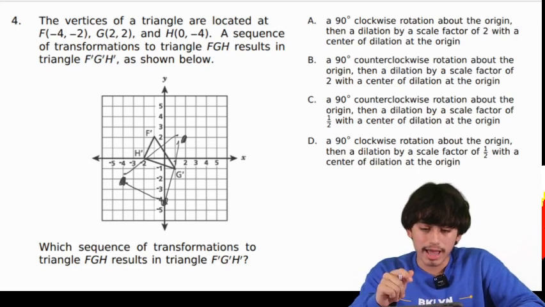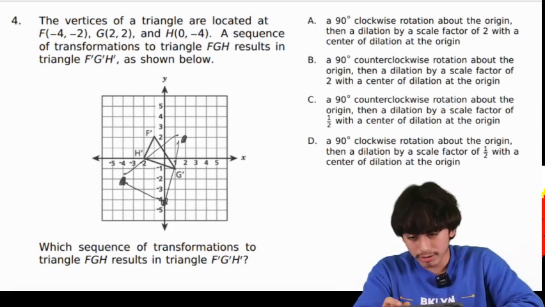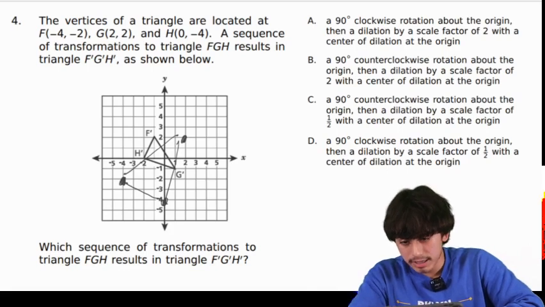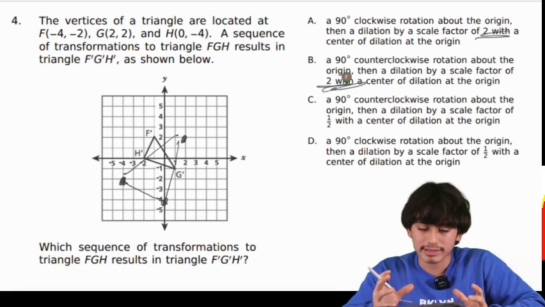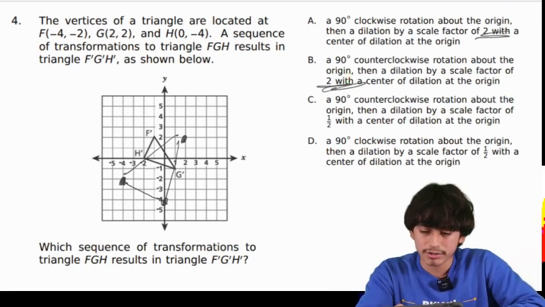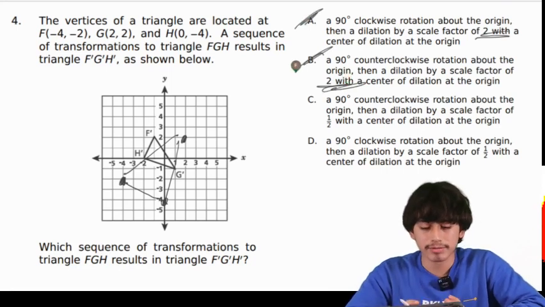So if we look at FGH compared to F prime, G prime, and H prime, it looks like it's getting smaller. If we look at the answers over here, it says dilation by 2, which would be increasing the sides, but it's decreasing. So the answer cannot be A or B.